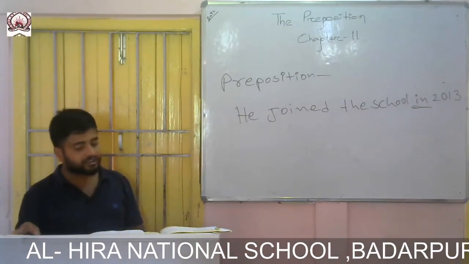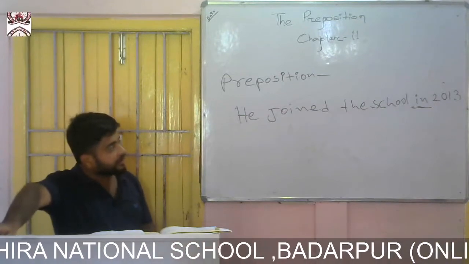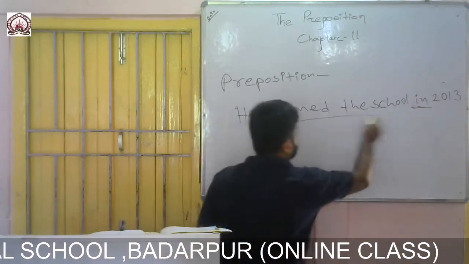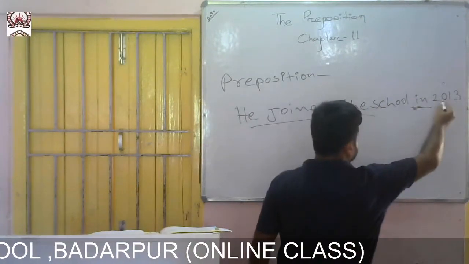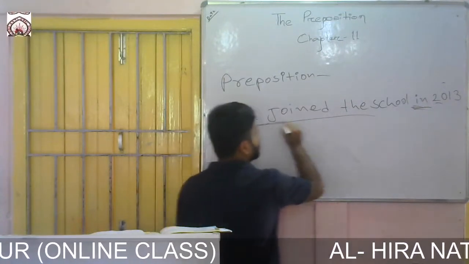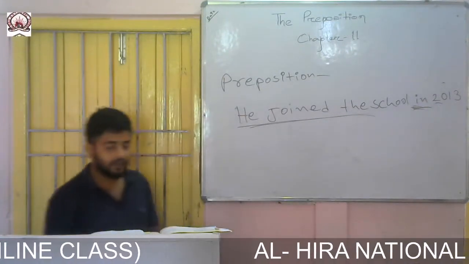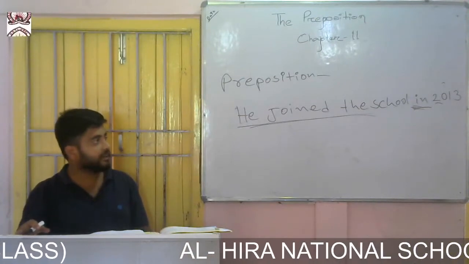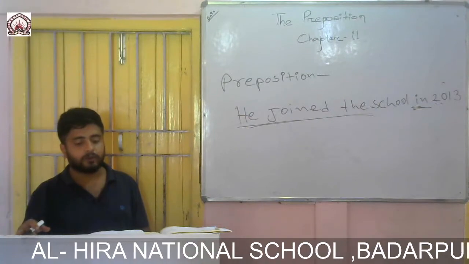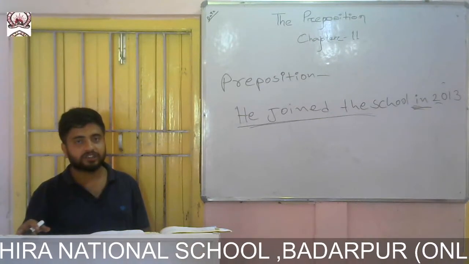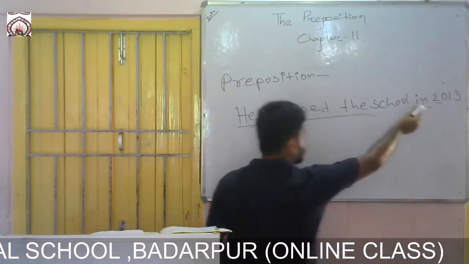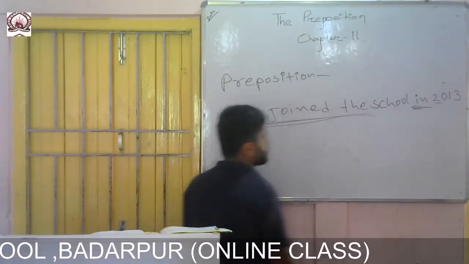is creating the relation of 2013 with this part of the sentence. This is creating a relation of 2013 with this part of the sentence. And our definition says that a preposition is a word used before a noun or pronoun to show its relation to some other words. So here it is showing relation of 2013 with this part of the sentence.